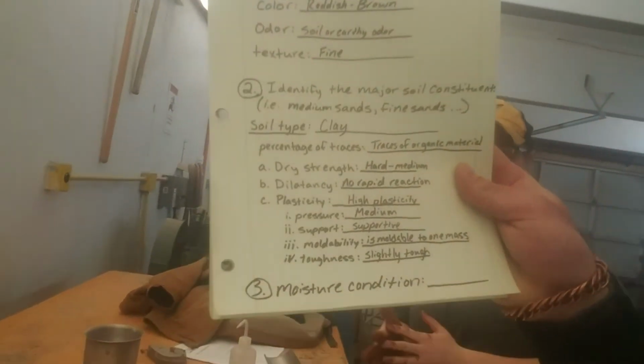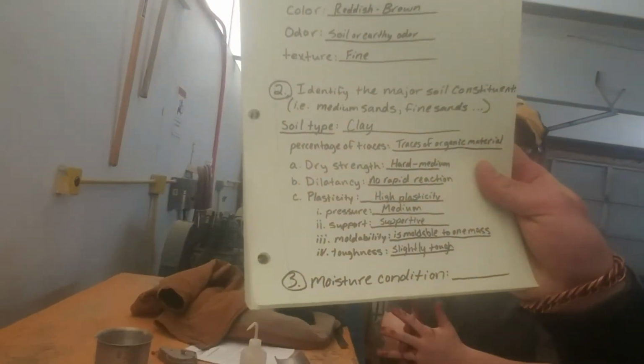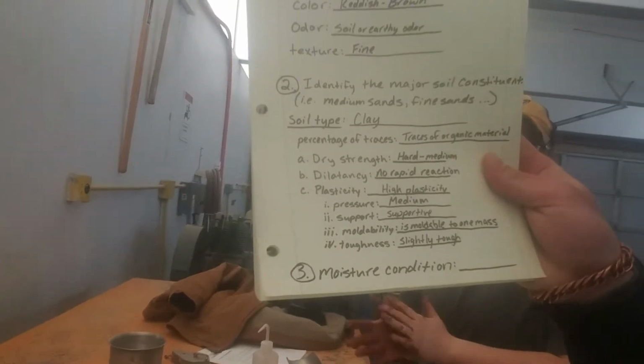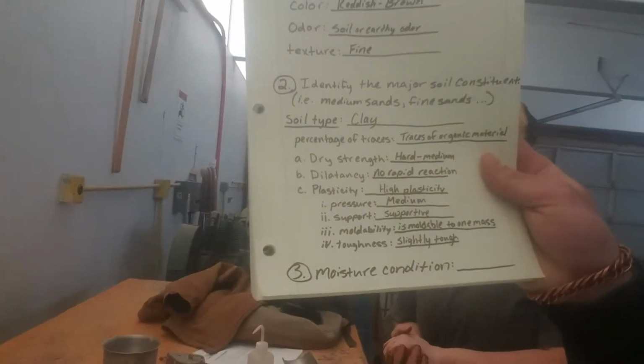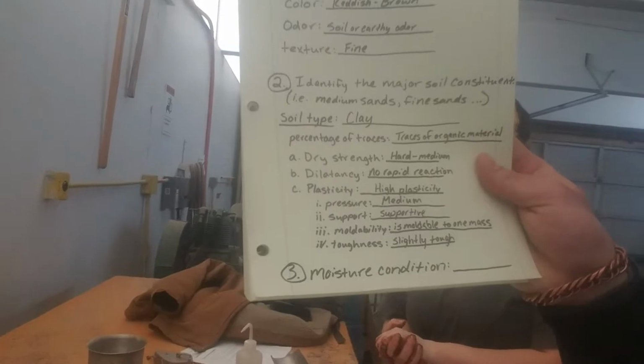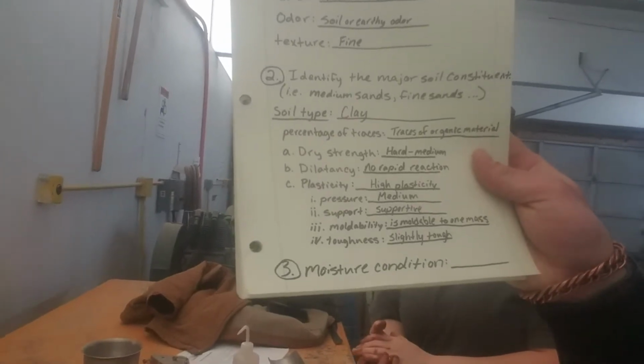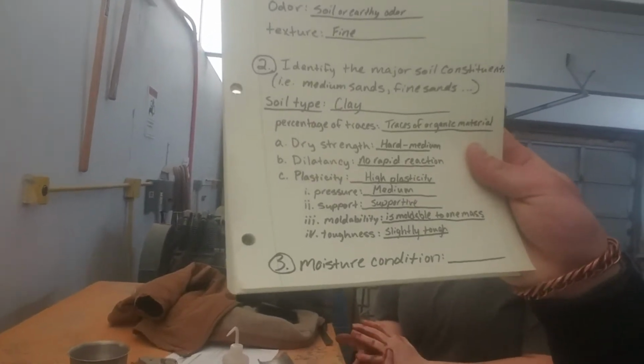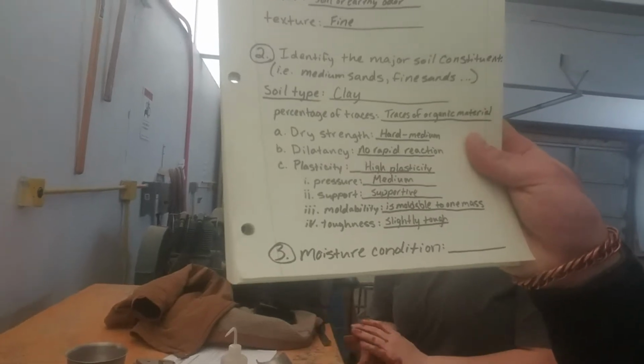After Sarah's classification, we have gone through and applied every single reaction we had for our dry strength, our dilatancy, our plasticity, our pressure needed, our support that was given from the clay material, our moldability after she had reformed it into a singular mass, and the toughness of the test.